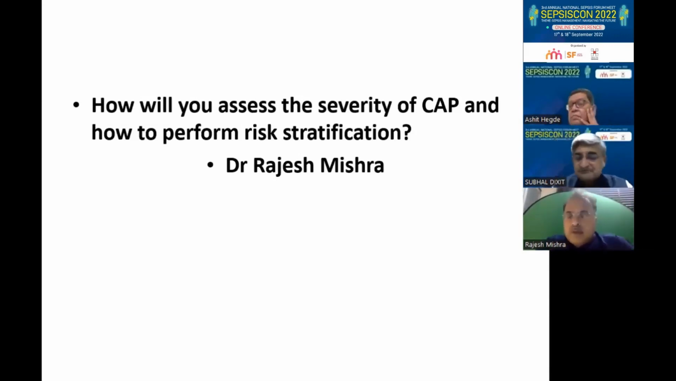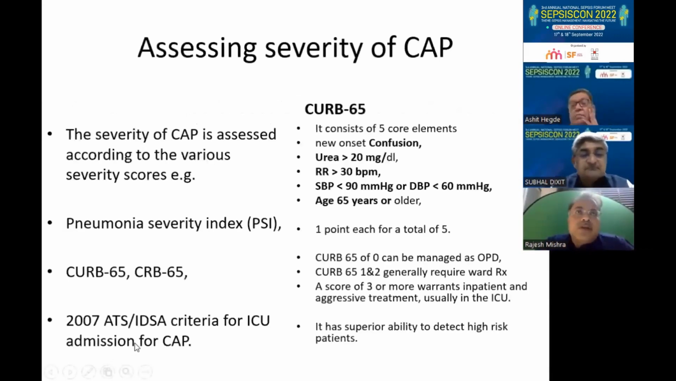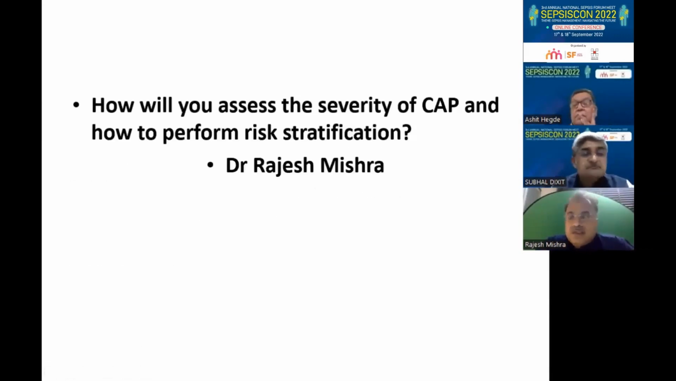So, Subal, for community-acquired pneumonia, there are some scoring systems, like the community-acquired pneumonia severity scoring, and then CURB-90, CURB-65, where you look for consciousness, urea, respiratory rate, and age, but what is commonly done and followed is the clinical assessment.